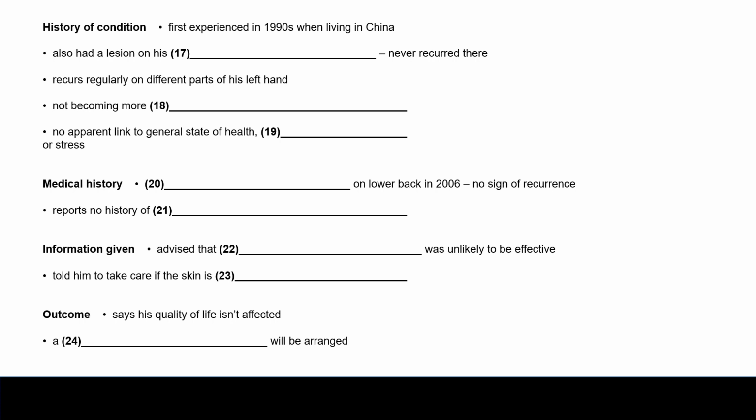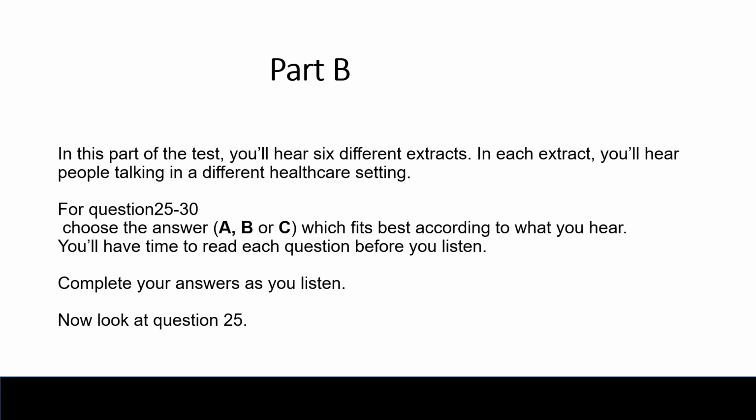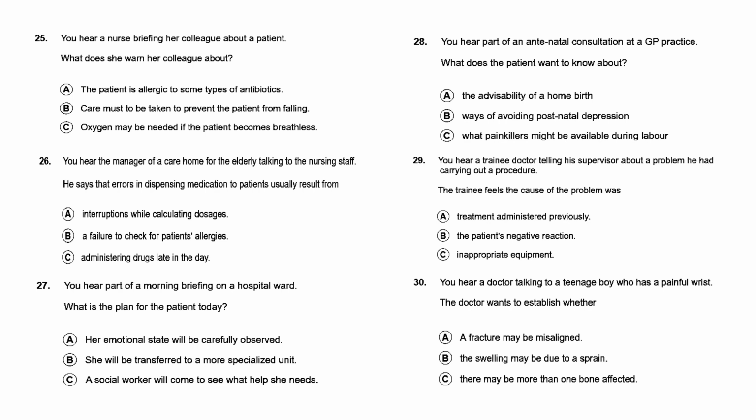That is the end of Part A. Now look at Part B. Part B. In this part of the test, you'll hear 6 different extracts. In each extract, you'll hear people talking in a different healthcare setting. For questions 25 to 30, choose the answer A, B, or C, which fits best according to what you hear. You'll have time to read each question before you listen. Complete your answers as you listen. Now look at question 25. You hear a nurse briefing her colleague about a patient. Now read the question.